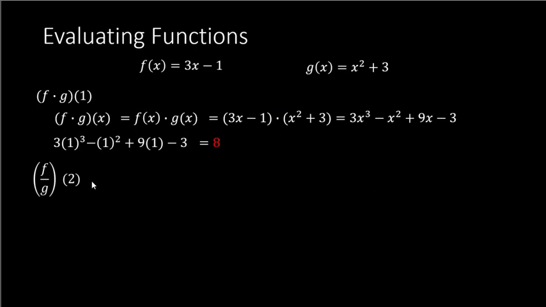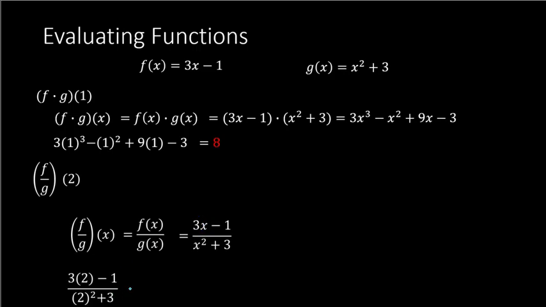One more example, we're going to work with f divided by g of 2. So this can be written as f of x divided by g of x. Because it's a division function, we can separate it. f of x is 3x minus 1, g of x is x squared plus 3. That doesn't simplify at all, so you can just leave it like that. Then you plug a 2 in for x, we would have 3 times 2 minus 1 over 2 squared plus 3. That gives you 5 on the top, 7 on the bottom. So when you divide the two functions, you get 5/7.